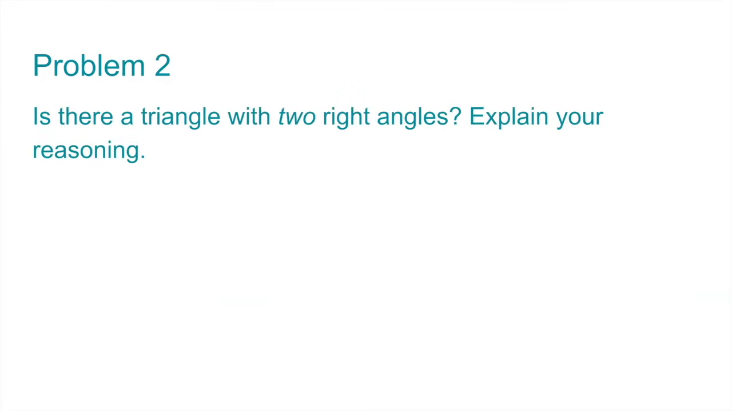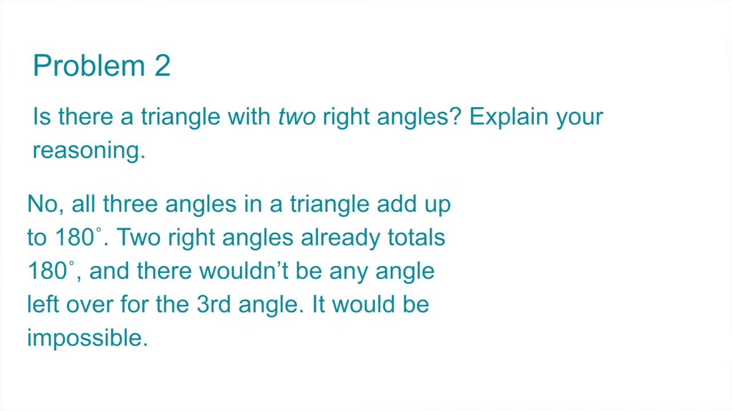Number 2. Is there a triangle with two right angles? Explain your reasoning. No. All three angles in a triangle add up to 180 degrees. Two right angles already total 180 degrees because each right angle is worth 90 degrees, and there wouldn't be any angle left over for the third angle. It would be impossible.